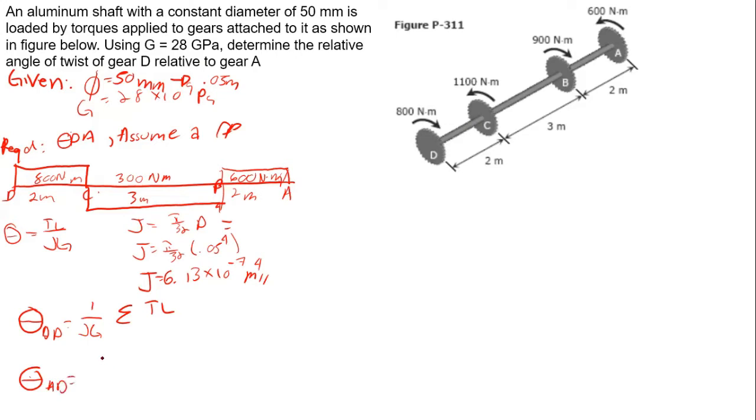AD is equal to 1 divided by 6.13 times 10 raised to negative 7. Multiply natin ito sa G for 28 gigapascal, 28 times 10 raised to 9. And multiply natin ito doon sa TL natin.